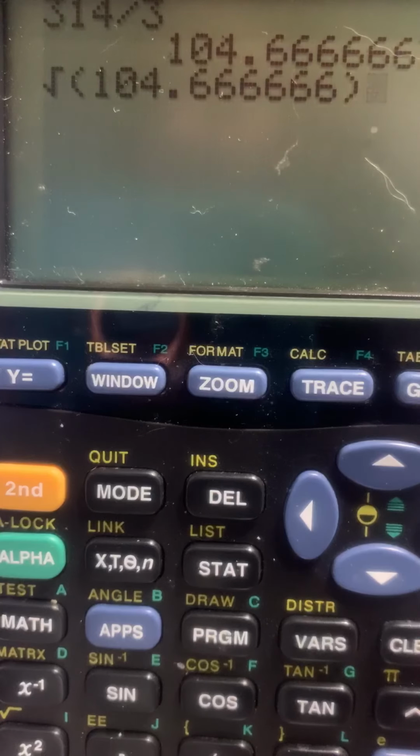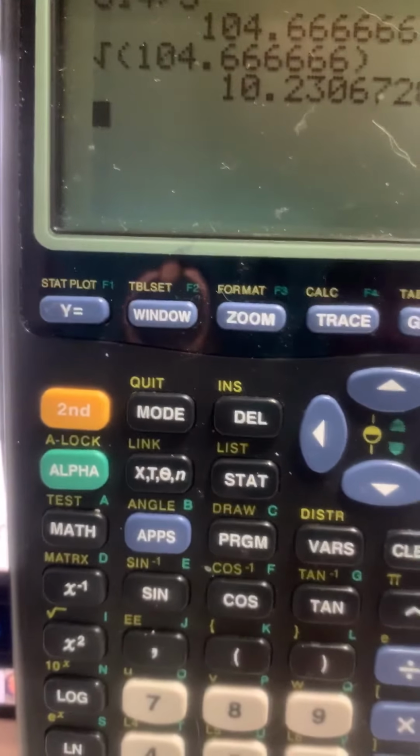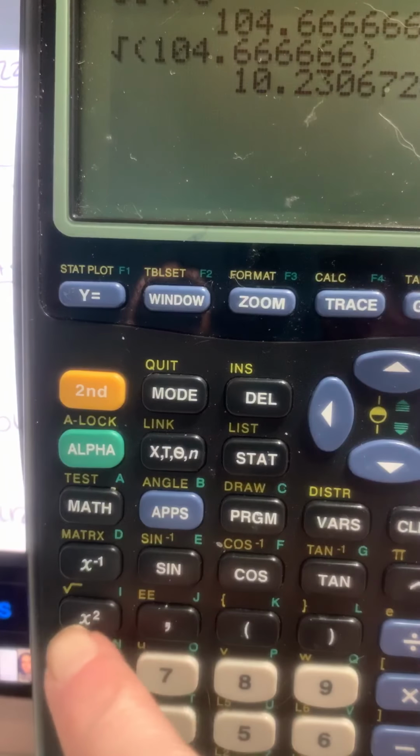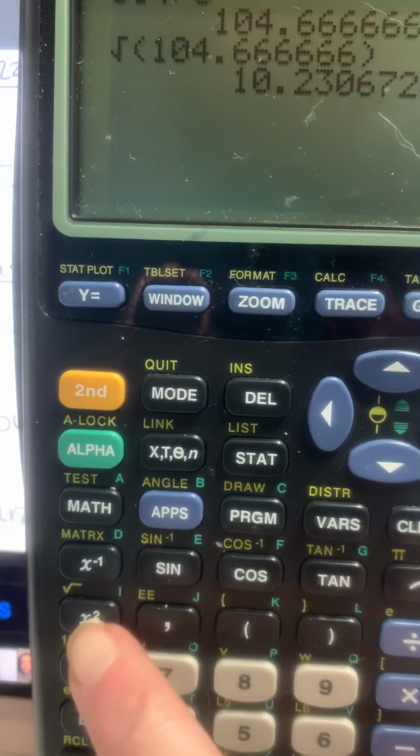Do not round that 104 while you're doing this. Hit enter. Okay, so that is our answer. That's how you use the calculator to find the square root. Okay, whatever color it is, you hit that color first and then hit that button.